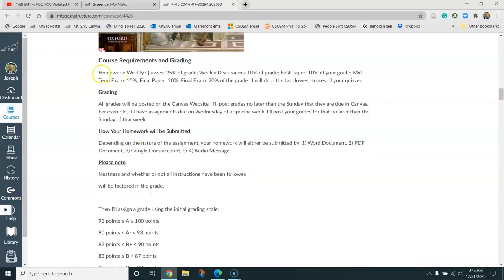Course requirements and grading. Okay, homework. You're going to have weekly quizzes. You're either going to have 1 to 4 quizzes a week, and you'll see how I design this later on. It's based upon how much you have to read that week. Quizzes are worth 25% of your grade. Weekly discussions are worth 10%. Your first paper is worth 10. Your midterm is worth 15. Final paper is worth 20. Final exam, 20% of your grade. So that's a breakdown of your grade.